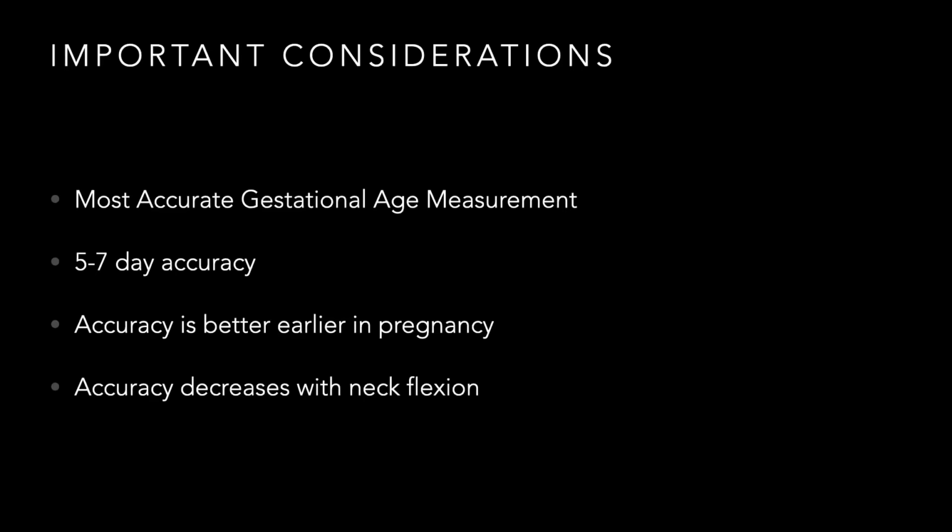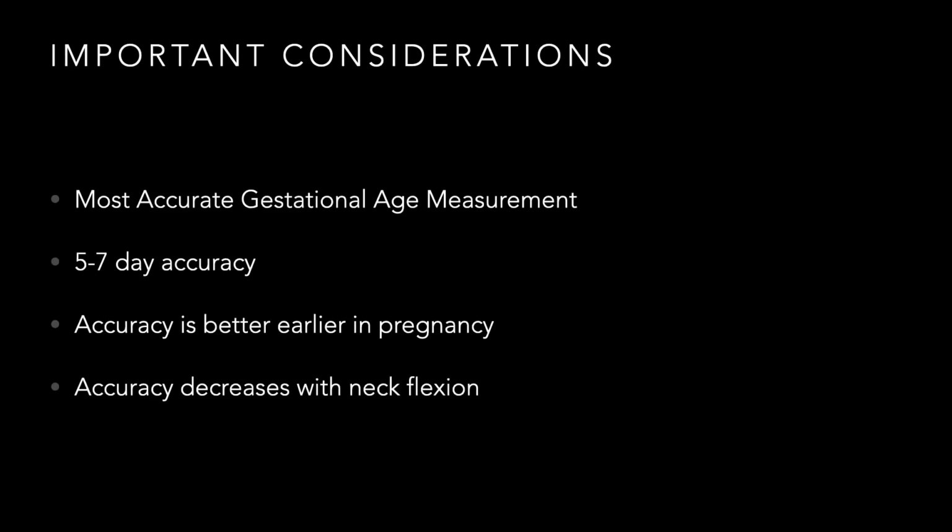Obviously, accuracy is better early in pregnancy. So as we get later and later in the first trimester, accuracy is going to fall off. And the reason for that is as we get further and further along, the fetus is able to bend and move in various different ways. And you can imagine if it bends its head down versus kind of flexes its head back, it may impact the measured length or distance to the point that it may throw the calculation off a couple days, right?